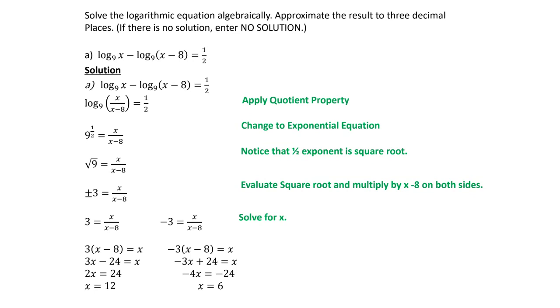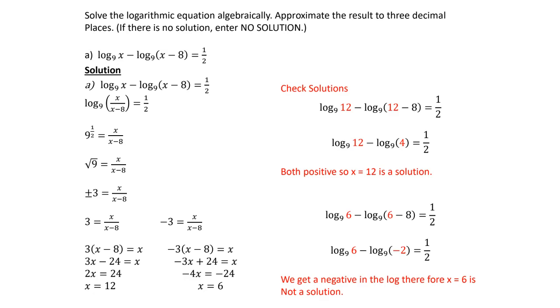So when we solve for this, we get an x value of 12 for one, and we get an x value of 6 for the other. So what we want to do is test these answers to see if both of them are a solution or only one of them, right? So when we check x equals 12, we see that it's a positive value, so it is a solution. But when we plug in x equals 6, we get a negative number here. 6 minus 8 is equal to negative 2, and we cannot input a negative value into a log, so x equals 6 is not a solution. So our only solution is x equals 12.